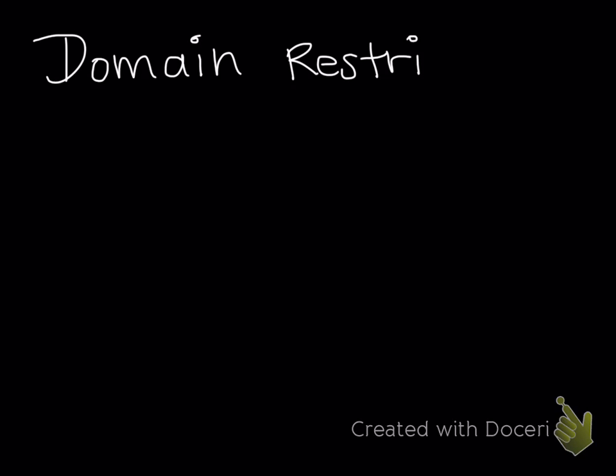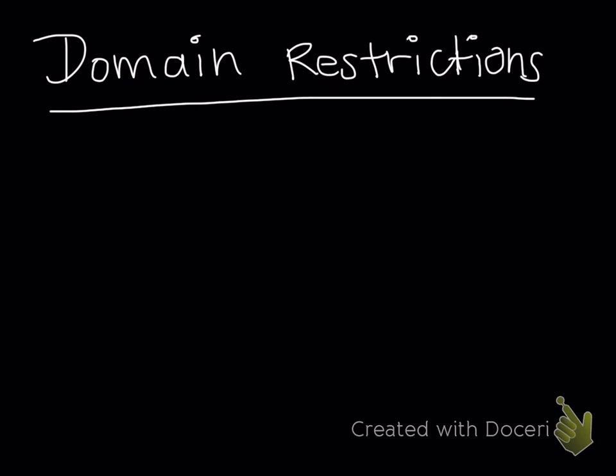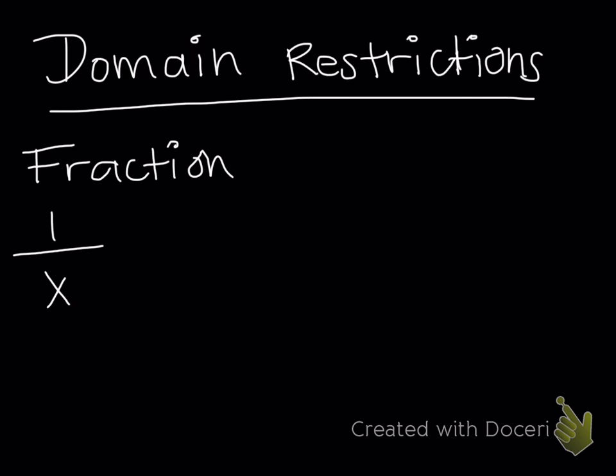There's only a few times where I'm not allowed to input certain values, and that's going to happen on two occasions, when I have a fraction or I have a square root. So if I have a fraction, such as 1 over x, the restriction would be that x cannot be equal to 0. Recall from last year that we can never divide by 0. Even when we did graphing in the trig function, we talked about how you can never divide by 0. So if there is a fraction, whatever's in the denominator cannot equal 0.